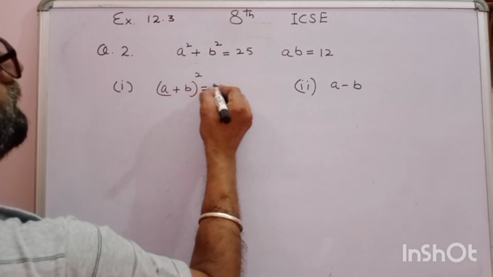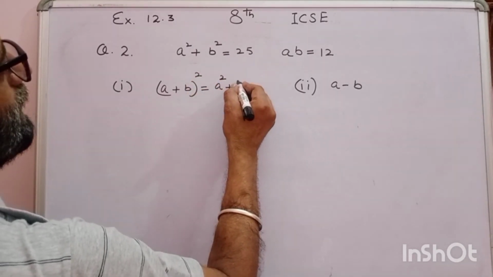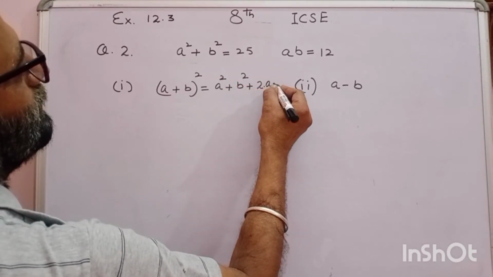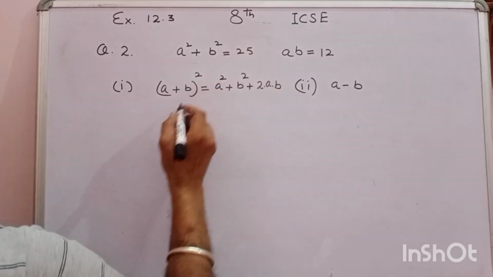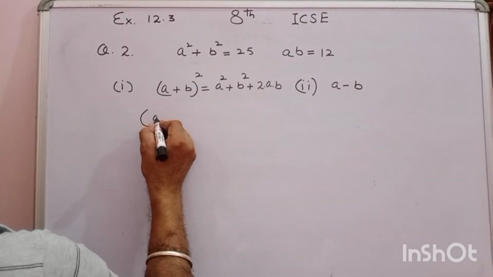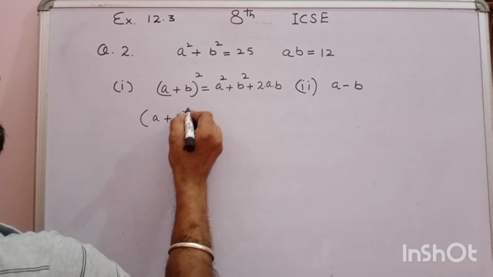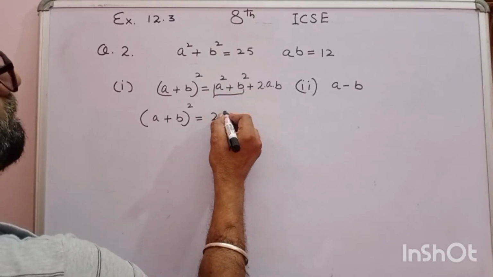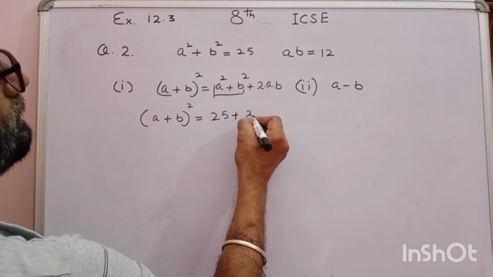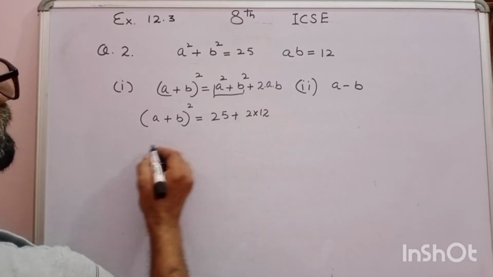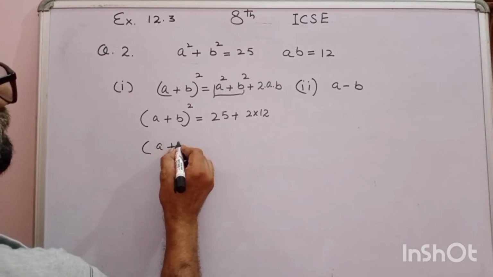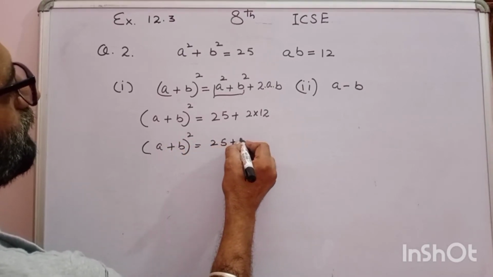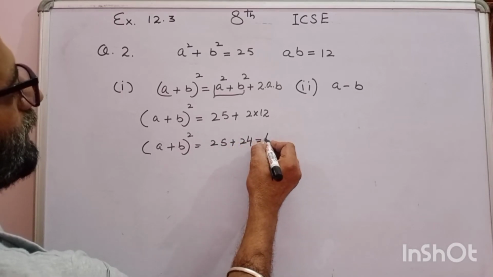is equal to first one the square plus second one the square plus 2 into first one into second one. So now we will put the values here. A plus B the whole square is equal to A square plus B square, we will put 25, plus 2AB, we will put 2 into 12. So A plus B the whole square is 25 plus 24 is equal to 49.